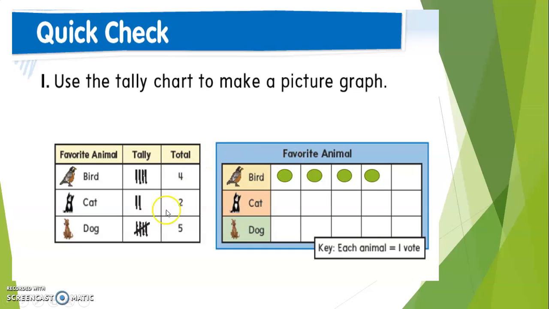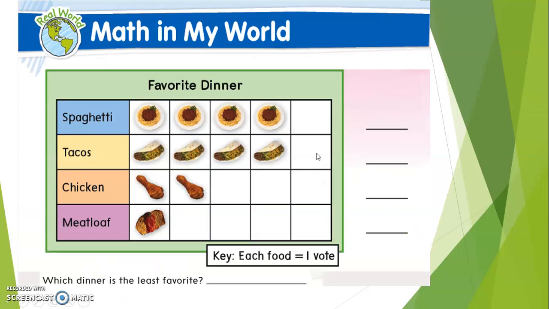And for the cat in the tally chart, we have 2. So I'm going to transfer it here as marbles for the cat, and I'm going to draw 2 circles, 1 and 2. And for the dog we have 5 people. So I'm going to draw here 5 marbles, 1, 2, 3, 4 and 5. So this is how we transfer the information from the tally chart to the picture graph.